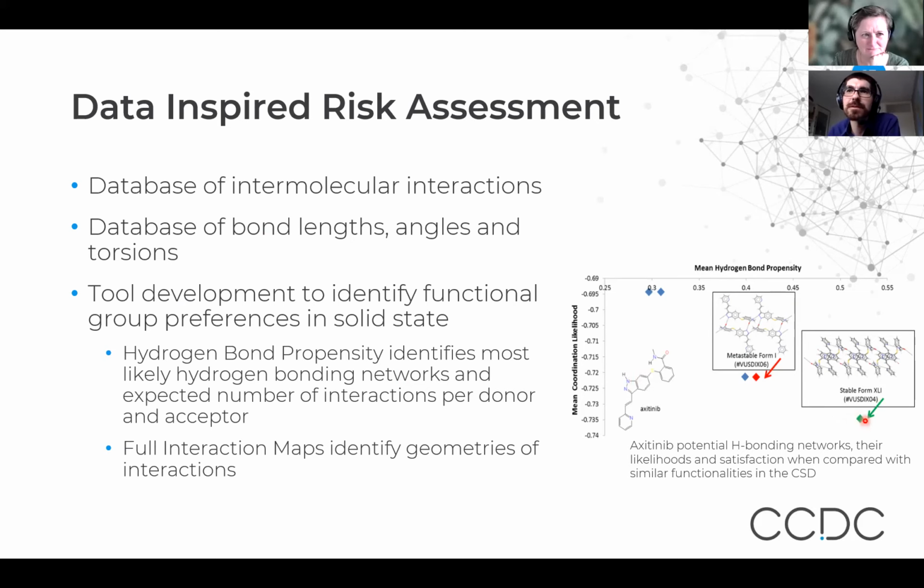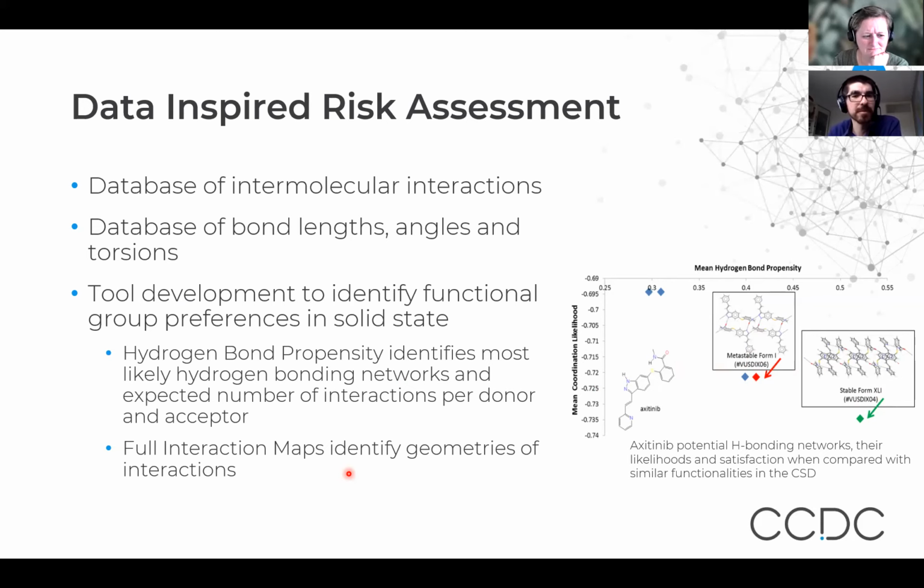And so you can see down the bottom right where I have a high probability of good hydrogen bonds forming, and I've got a high probability of satisfying the coordination preferences of my functional groups. This is where I find my stable form. And the red point here is where I've got a metastable form. So I know that for my new drug, if I end up in the middle here, I need to look harder. I need to find that more stable, more thermodynamically stable form that I can have more confidence in to take forward.